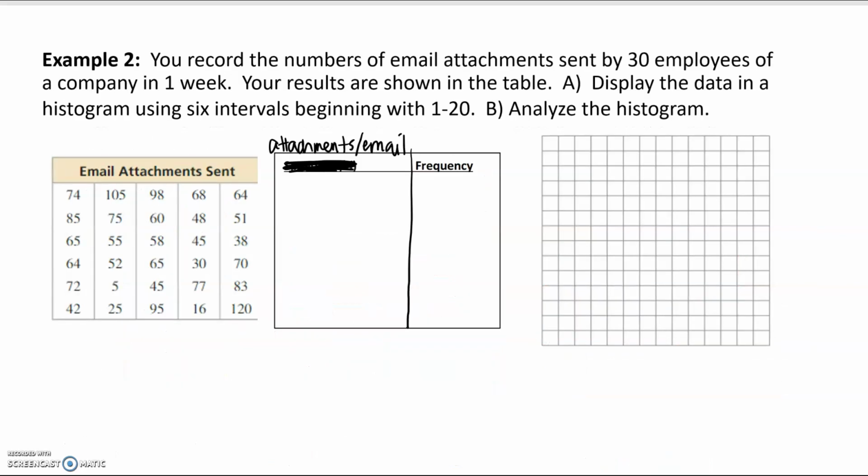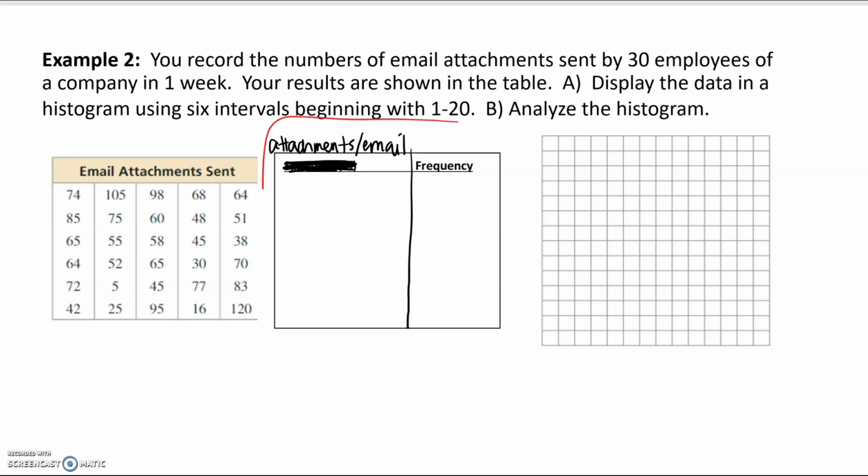Okay, so for example 2, it says you record the numbers of email attachments sent by 30 employees of a company in 1 week. Your results are shown in the table. Display the data in a histogram using 6 intervals beginning with 1 through 20. Analyze the histogram. The first thing it tells us to do is create the histogram using 6 intervals. In order to create a histogram, we need to find the frequency table.